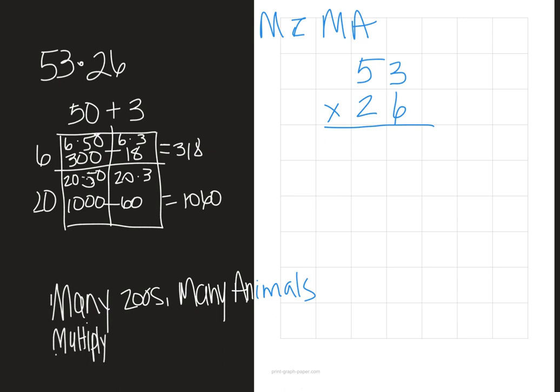Multiply, zero, multiply, and add. So we're going to see if we can follow this, okay? So I'm going to highlight which we're going to do first. We're going to start in the ones place, and we're going to multiply this number by the 6.